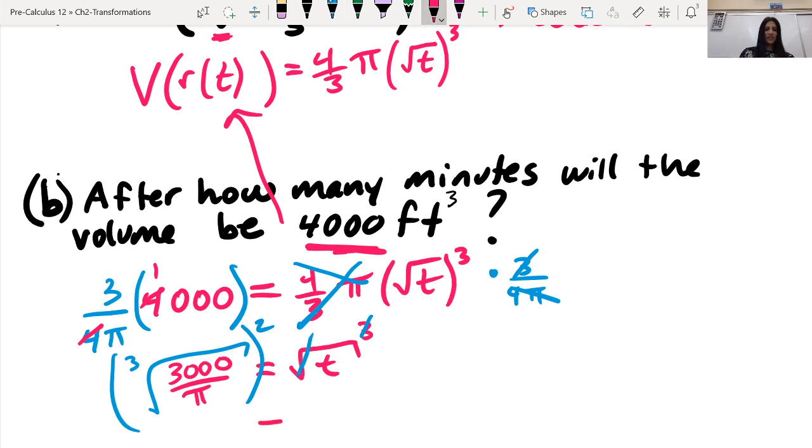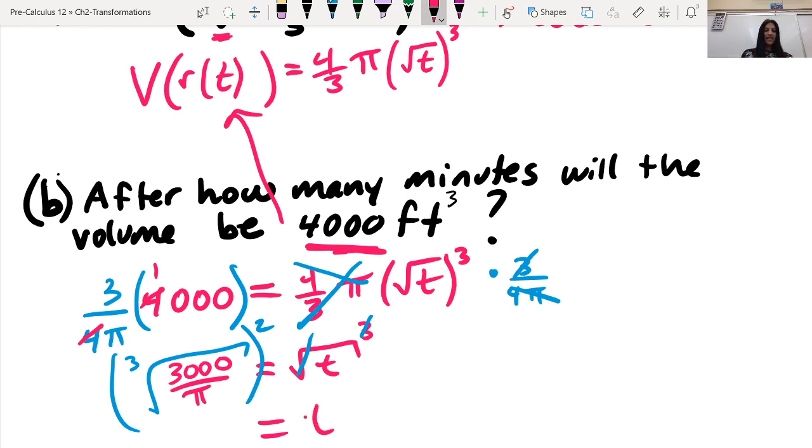I hope I didn't just confuse you. I don't think so, because I'm breaking it down step by step. But basically, if I have this whole thing cubed, the opposite is cube rooting. That's what I've done in blue here. And if this has a square root symbol, the opposite is squaring the whole thing.